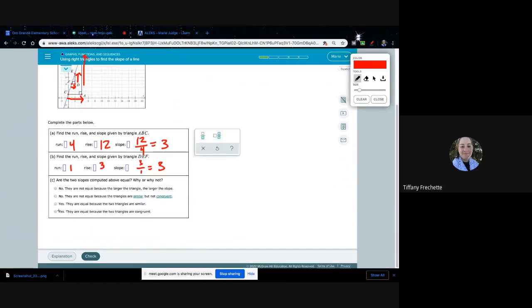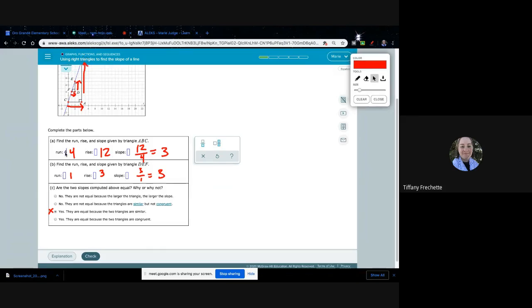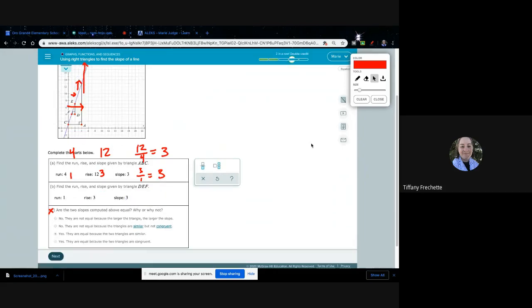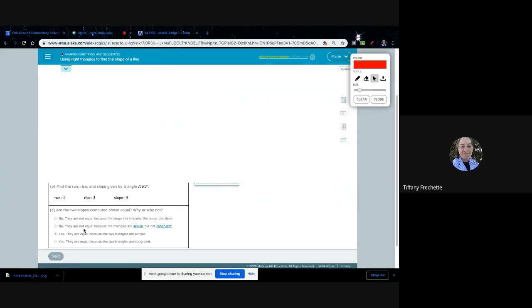So the slopes are the same, so we know we're going to choose yes. And they're the same because the triangles are similar. We want to be careful. We don't want to choose congruent on that one. So let's choose the correct one here, and then type in all my answers. 3, 1, 3, 3. Check. All right, one more. Next.